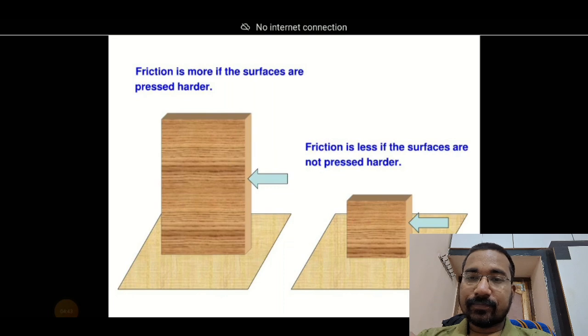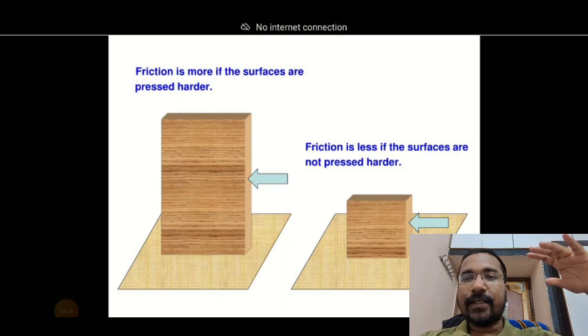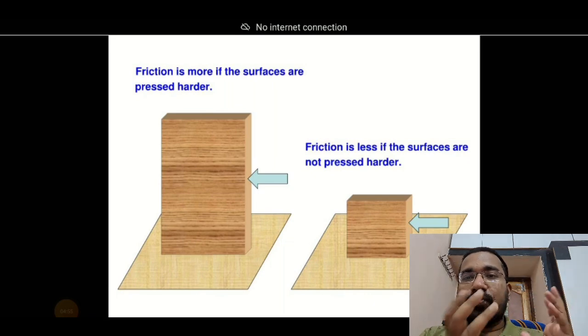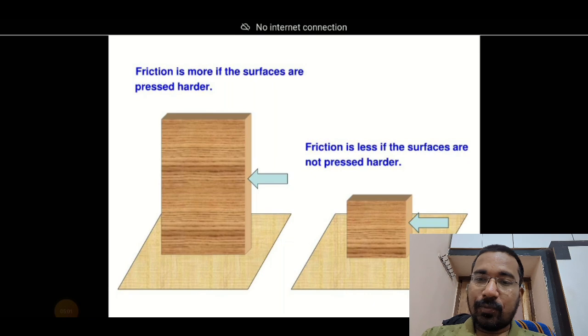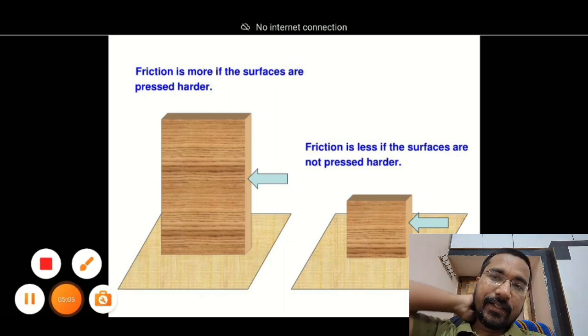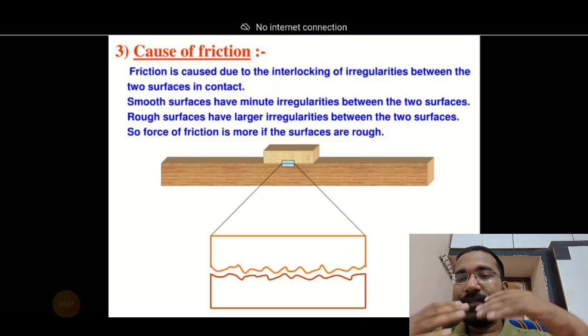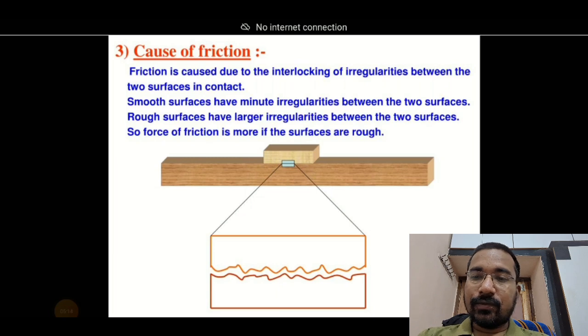Next, friction is more if the surface is pressed harder. When you push a moving object, it will slow down because friction works. If you press harder, friction will work very hard, and if you press less, friction will work less.